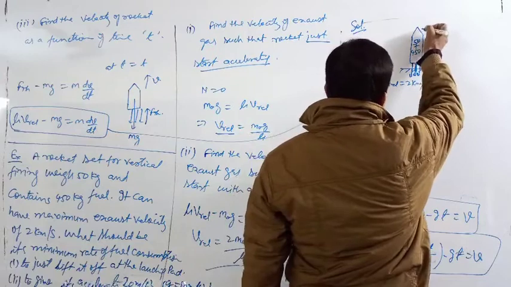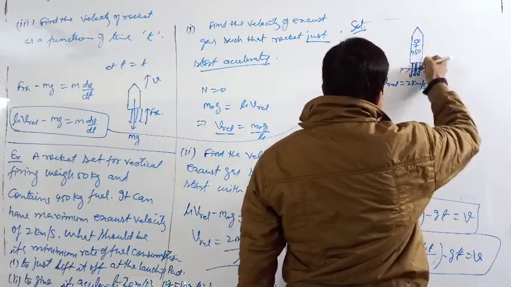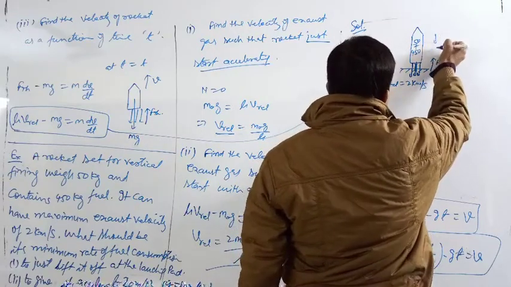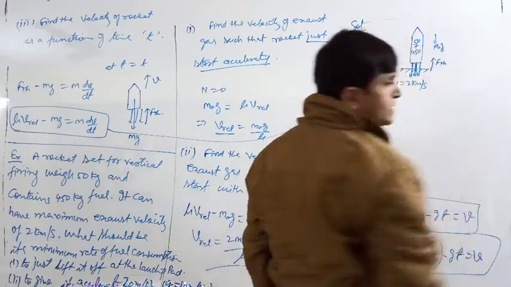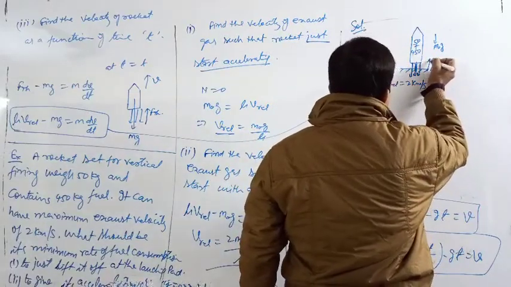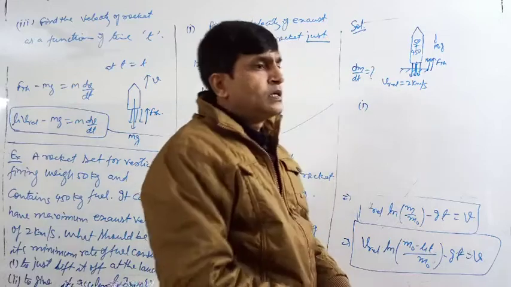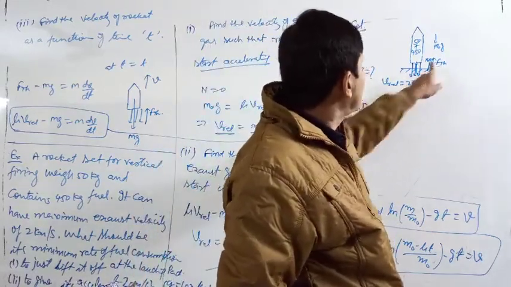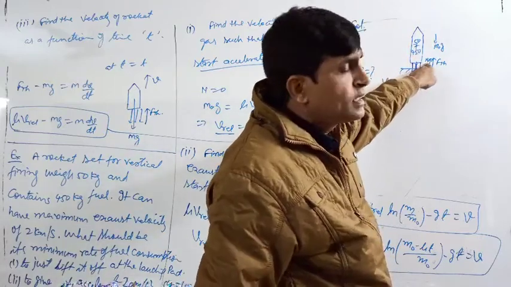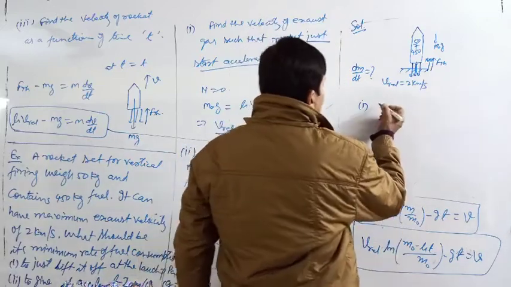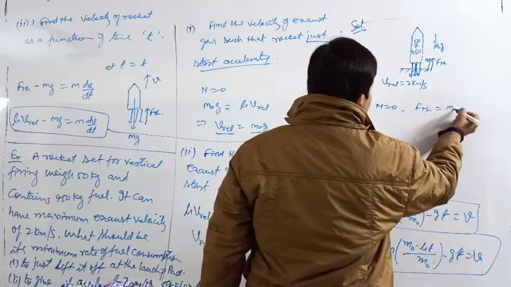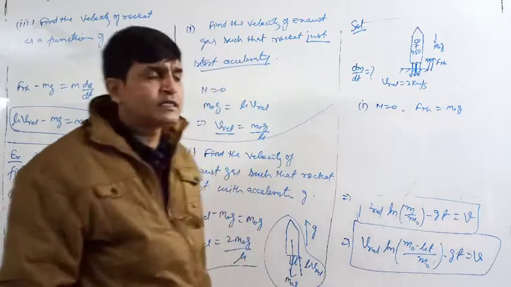First part, as I told you, when you have to lift it, gas is coming down, and then the upward force is your thrust force. The downward force is your weight, m0 g, and one another force acting upward is your normal force. You have to find the value of dm by dt so that it can lift off. As soon as it lifts off, the normal force becomes 0. As normal force is 0, F thrust must be equal to m0 g. This is the answer of the first part.